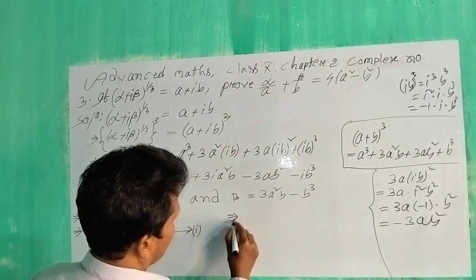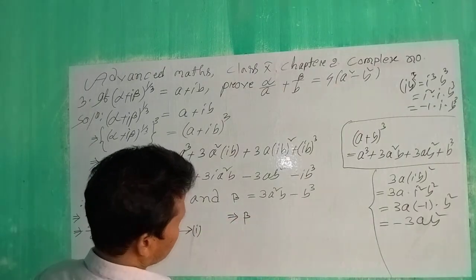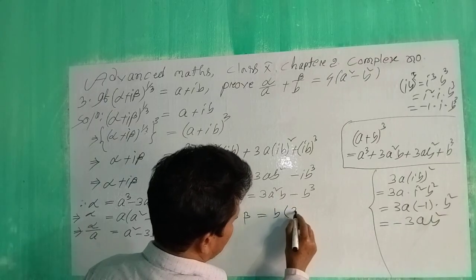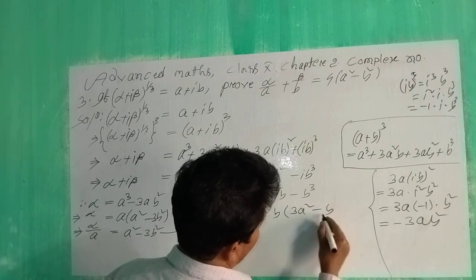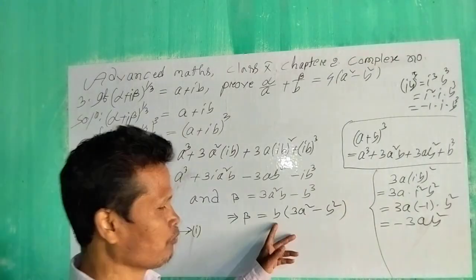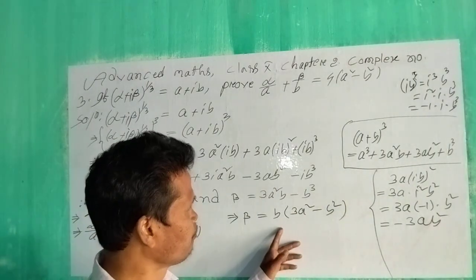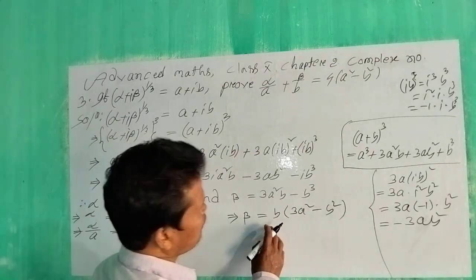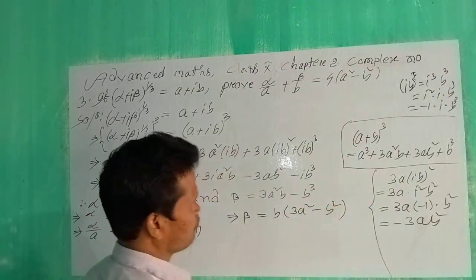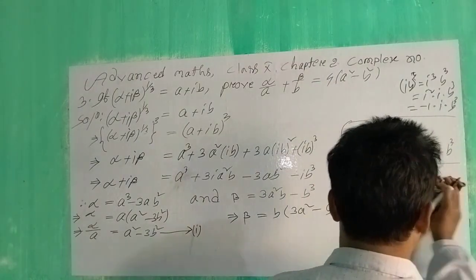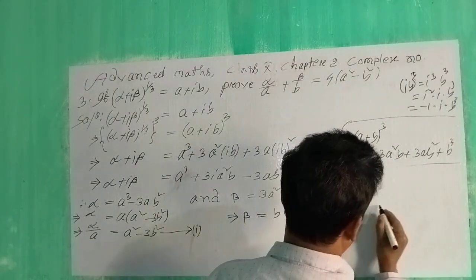Next, beta equal to b into 3a square minus b square. b is common in this case. So beta by b equal to 3a square minus b square. Equation number 2.